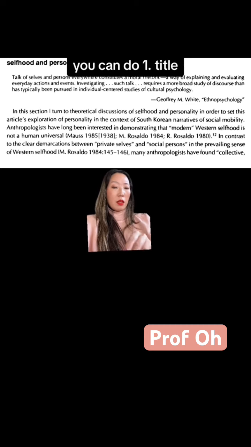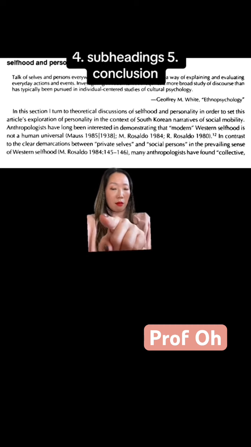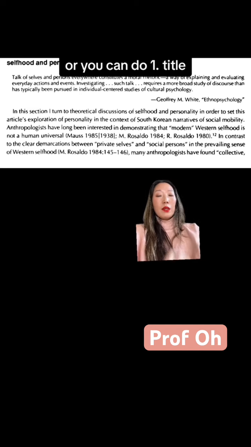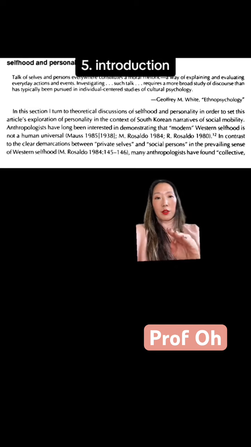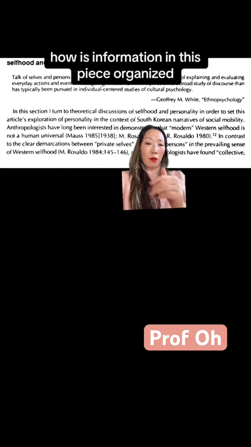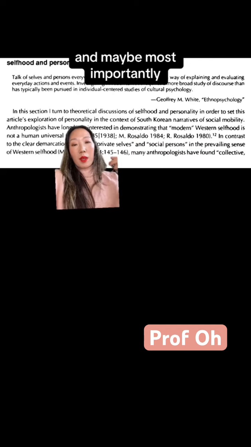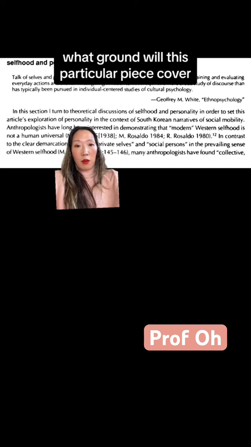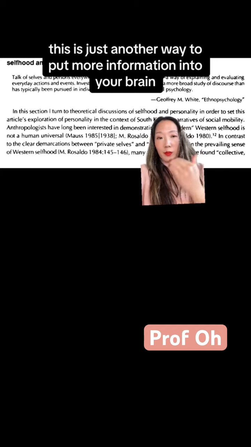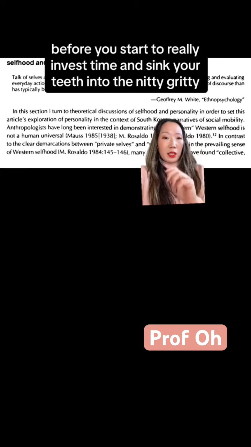You can do title, keywords, abstract, subheadings, conclusion, introduction, or you can do title, keywords, abstract, conclusion, introduction, and then subheadings. The subheadings are another really good place to look for hints. How is the information in this piece organized? How is the argument structured? And maybe most importantly, what ground will this particular piece cover? This is just another way to put more information into your brain before you start to really invest time and sink your teeth into the nitty-gritty.